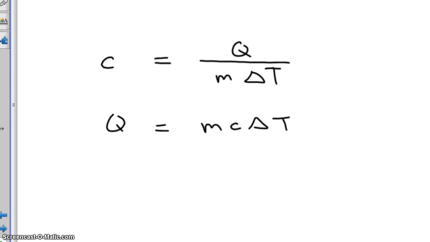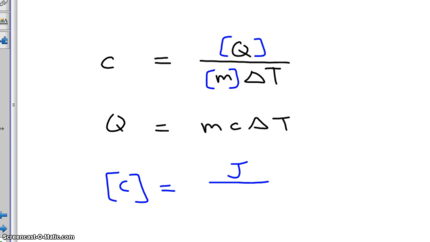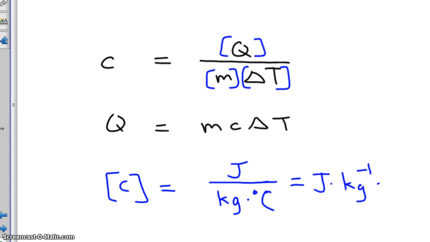As you can see from the top equation, the units for specific heat capacity are joules, because joules are the units for Q. The unit of mass is kilogram. The unit of delta T can be either a degree Celsius or a Kelvin. A change of 1 Kelvin is no different from a change of 1 degree Celsius. We saw that in class today. And we can also rewrite this as a joule, kilogram to the negative 1, degree Celsius to the negative 1, like that.